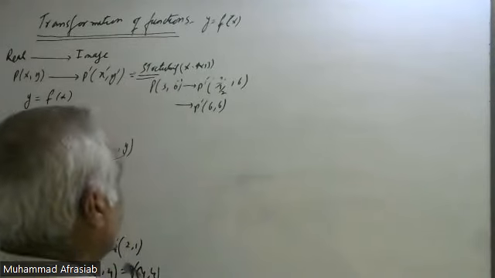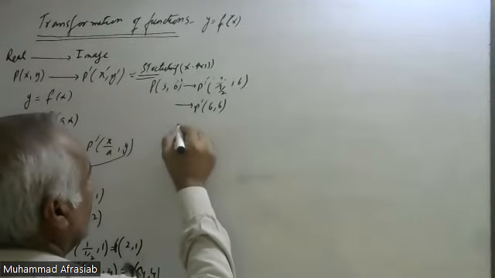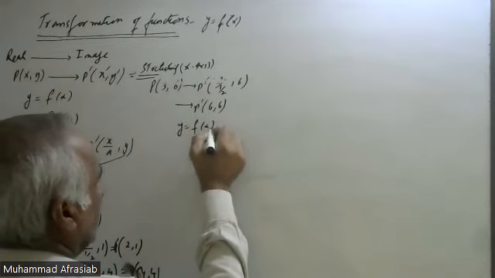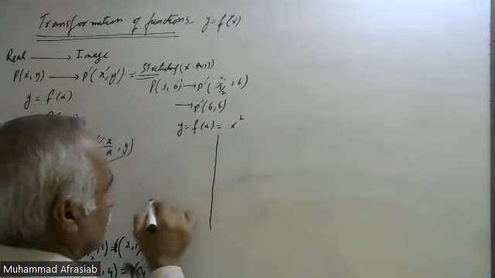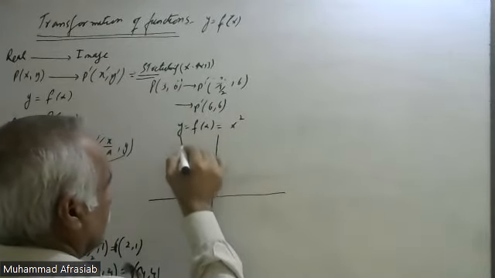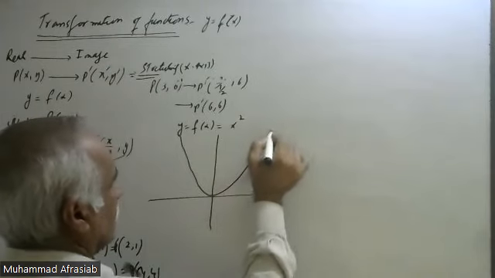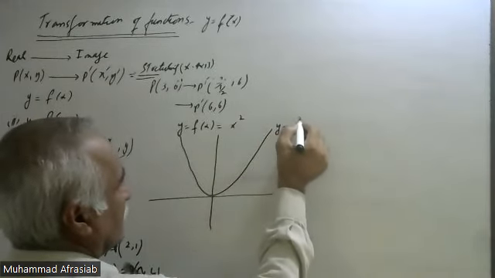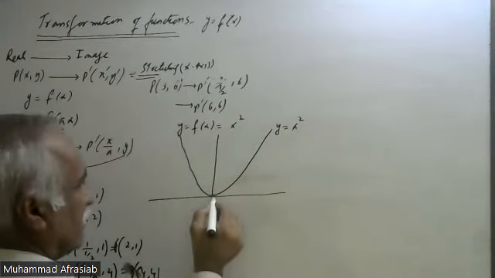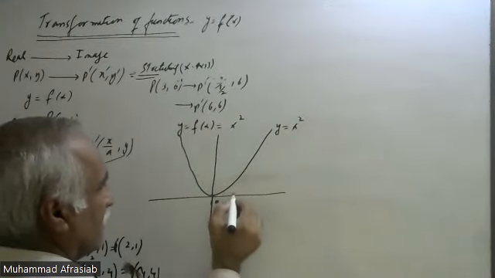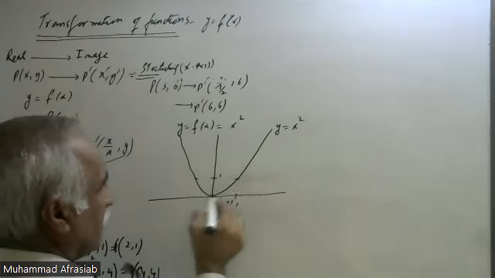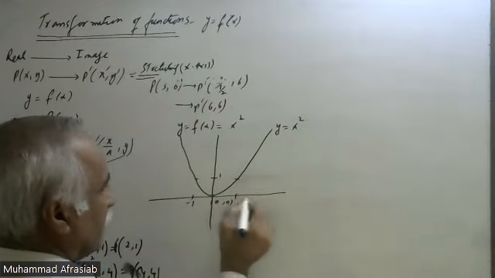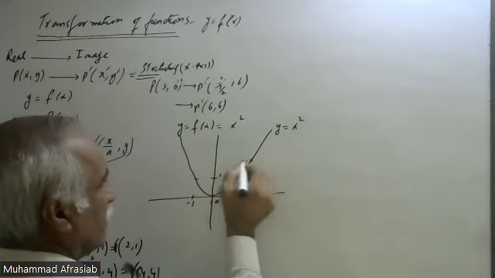Now, let's do it with the example that y is equal to f of x is equal to x square is the original graph. So this is the graph of y is equal to x square. For 0, it is 0, for 1 it is 1 at this position. For 2, it is 4.